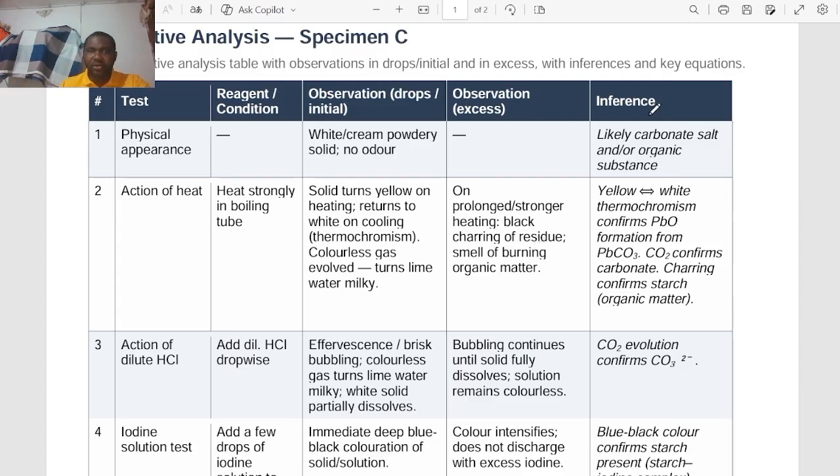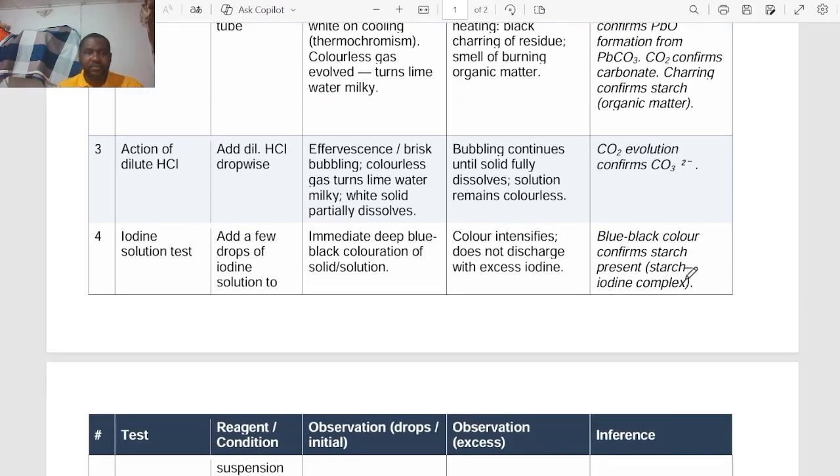Okay, so what you can infer from this is that the yellow to white change in color already confirms that it is lead oxide, because lead oxide is formed, it changes from yellow to white, right? And that it is formed from lead carbonate, and the CO2 given confirms carbonate, right? And charring confirms starch. That charring of organic matter confirms starch.